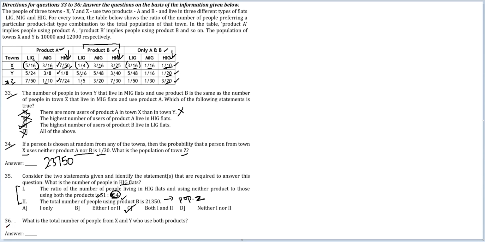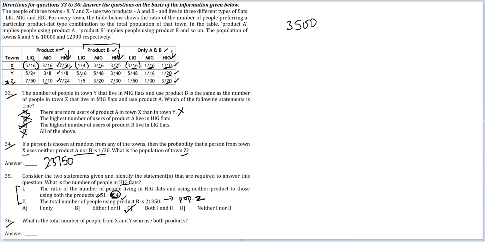Okay, let's get to the last question. What is the total number of people from X and Y who use both products? From X I get 3 by 16 plus 1 by 16, so 1 by 4 plus 1 by 10. 1 by 4 is how much? 25%. 1 by 10 is 10%, so 35%. 35% of 10,000 is 3,500. This was easy. For X it was easy.